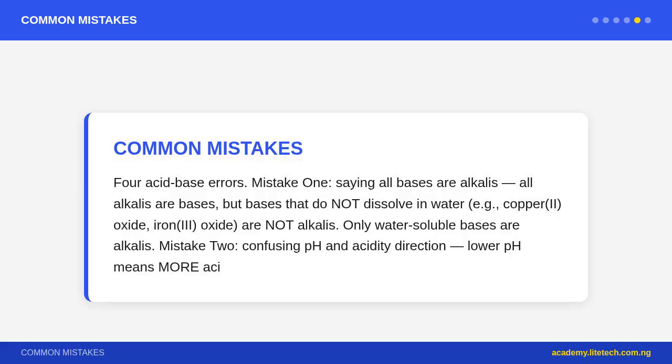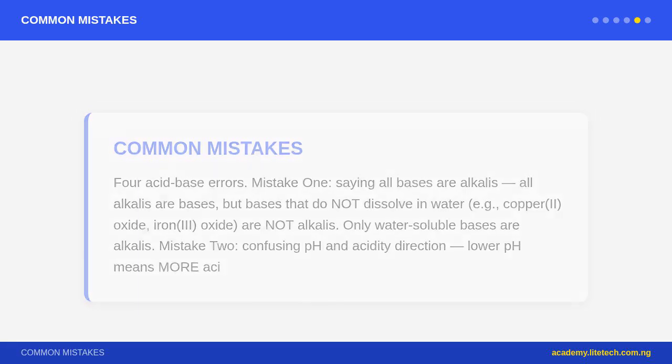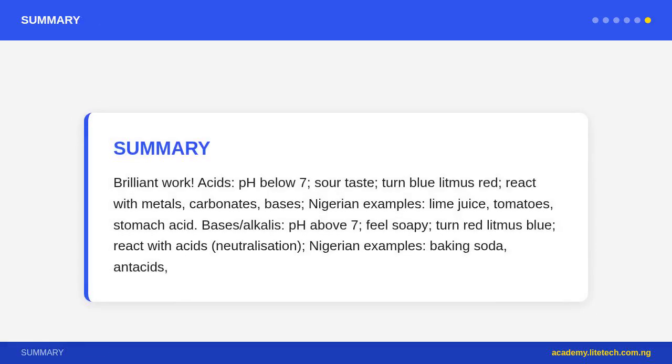Common acid-base errors. Mistake 1. Saying all bases are alkalis. All alkalis are bases, but bases that do not dissolve in water, e.g., copper(II) oxide and iron(III) oxide, are not alkalis. Only water-soluble bases are alkalis. Mistake 2. Confusing pH and acidity direction. Lower pH means more acidic. pH 2 is more acidic than pH 5. Higher pH means more alkaline.